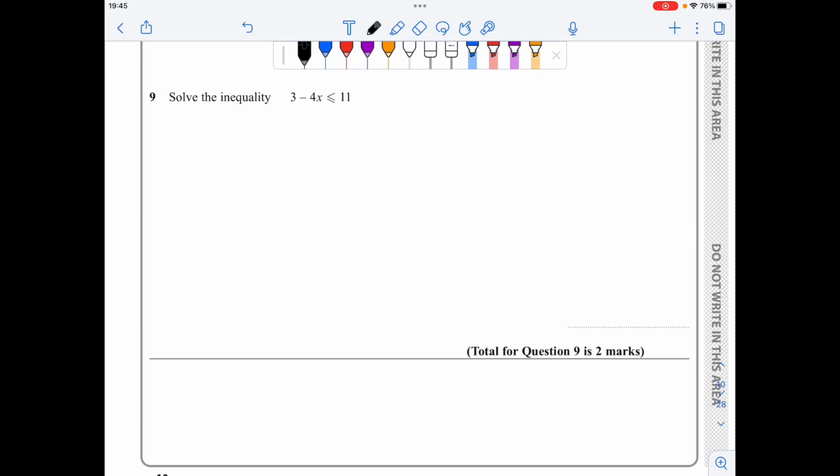For question 9, I'll start by taking the 3 to the other side. So minus 4x is less than 11 minus 3, which is 8. And then I will divide by minus 4. Remember, when you divide by a negative number, you flip the inequality sign. And 8 divided by minus 4 is minus 2. So x is greater than or equal to minus 2 is the final answer.